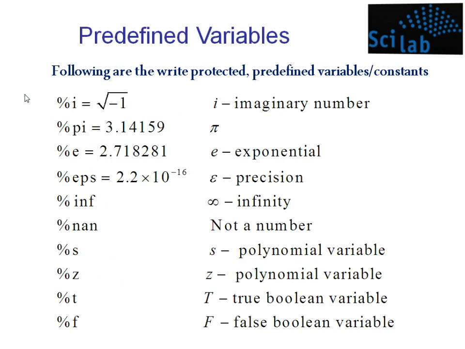The predefined variables. The variable names preceded by the percent symbol are special variables that are used often and are therefore predefined by Scilab. These include the imaginary number, pi, exponential, the precision of Scilab, which depends on the operating system or the machine you are using, infinity, not a number, polynomial variable, and Boolean variables true and false.